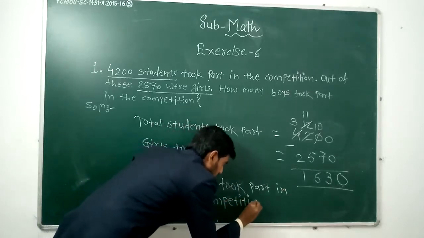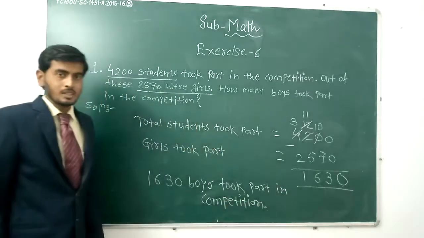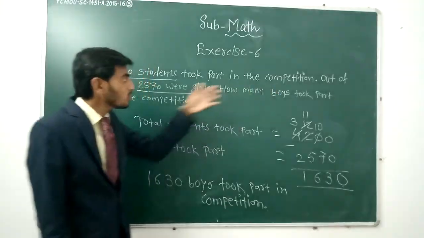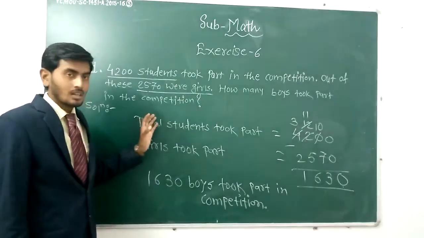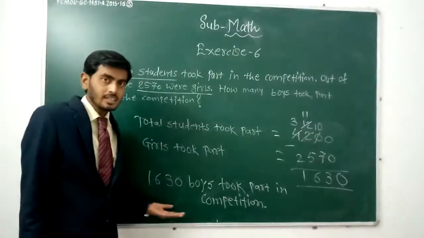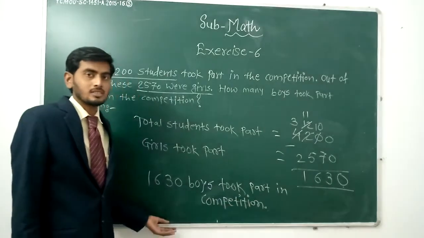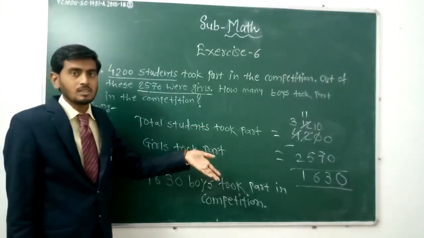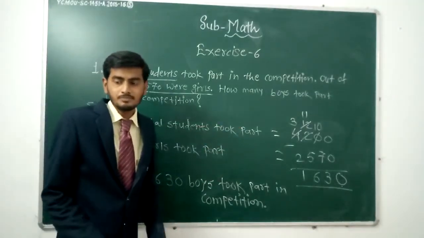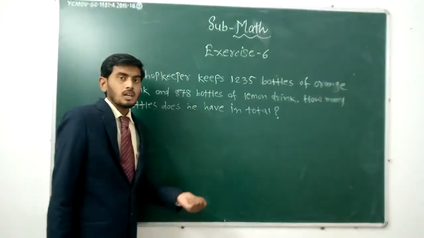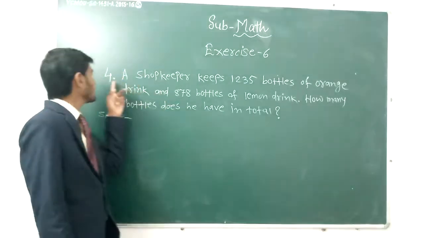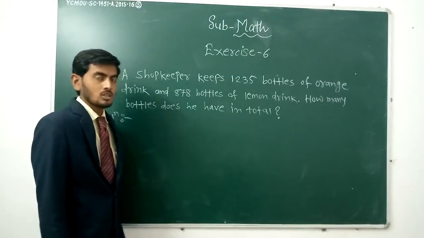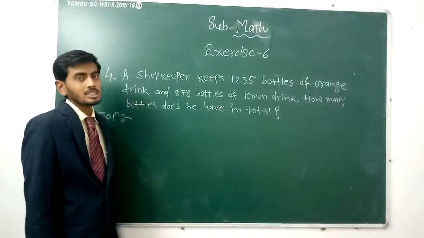Okay, understand? Firstly, we read concentrately, understand the meaning of this question, then solve how many boys took part in this competition. Okay, this one is the subtraction problem. Now, next problem is problem number 4 from exercise number 6. So, firstly, read the problem concentrately.